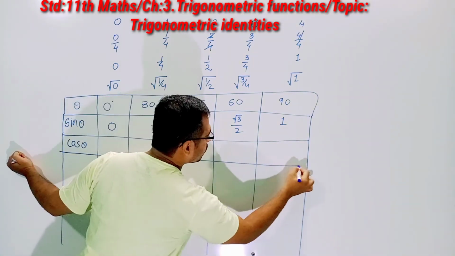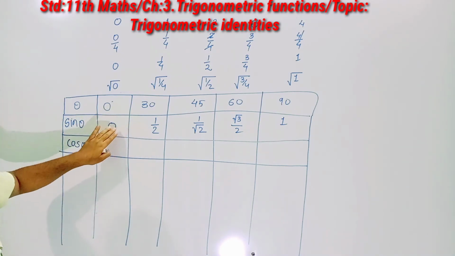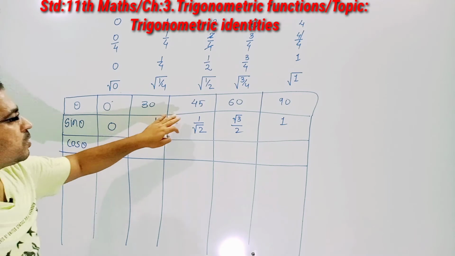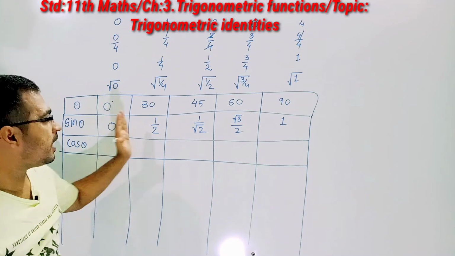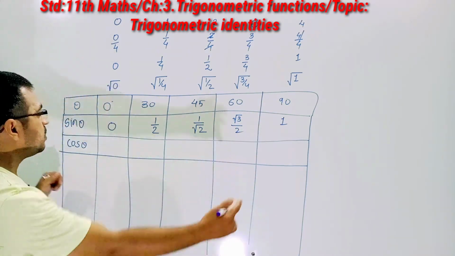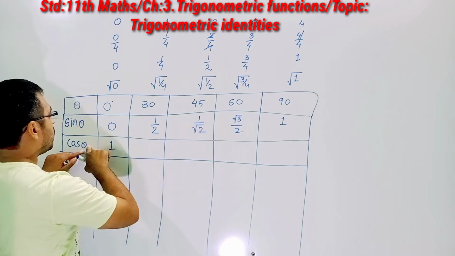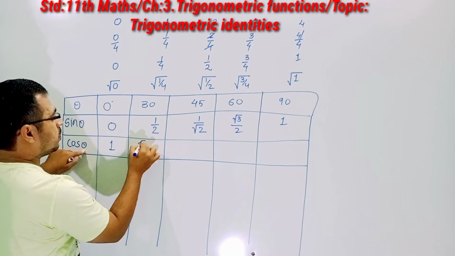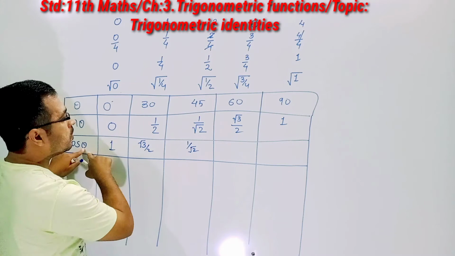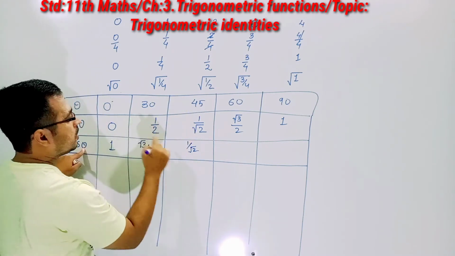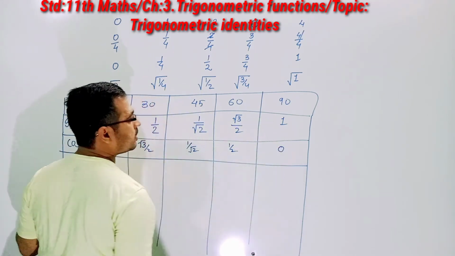Now you want to find out the value of cos theta at different angles. Right students, what you will have to do over here? Just reverse all these values. Here 0, 1 by 2, 1 by root 2, root 3 by 2 and 1. So this is head and tail. So you will have to reverse these things. So we will get cos 0 degree is what? 1. Cos 30 degree root 3 by 2. Cos 45 degree 1 by root 2. Cos 60 degree what? 1 by 2. And cos 90 degree there will be 0.